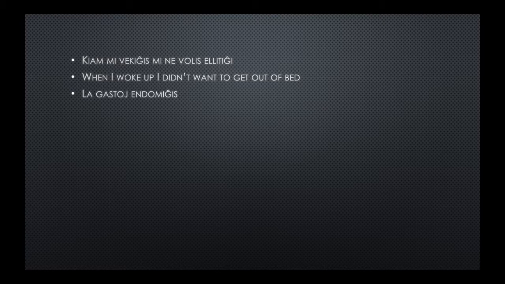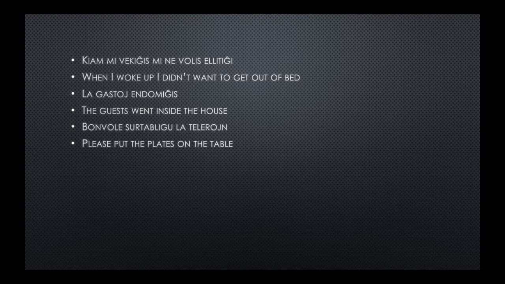La gastoj en domiĝis. So using domo as the root word here, which is house, and domigi to go inside the house. Bonvolu sur tabligi la telerojn. Please put the plates on the table.